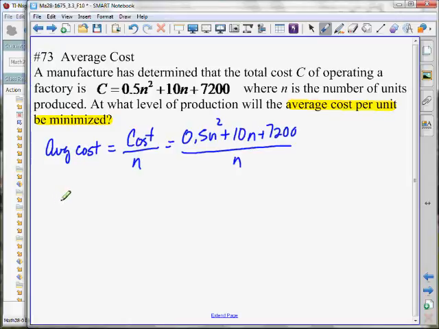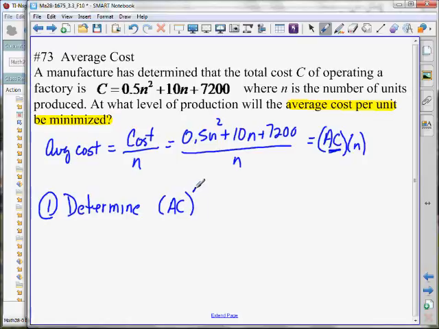So if we want to minimize this, okay, how am I going to do it? What's my plan? To minimize this, I'm going to have to first do what? Yeah, determine the derivative. The derivative of what? Cost or average cost? Yeah. Now I'm going to help us out. We're going to say average cost, so AC is average cost, and it'll be AC of n. So this is the function name, AC. So we're going to have to find the derivative of average cost with respect to n.